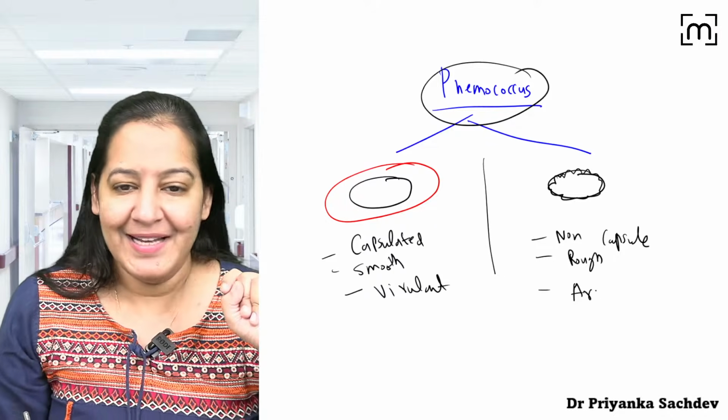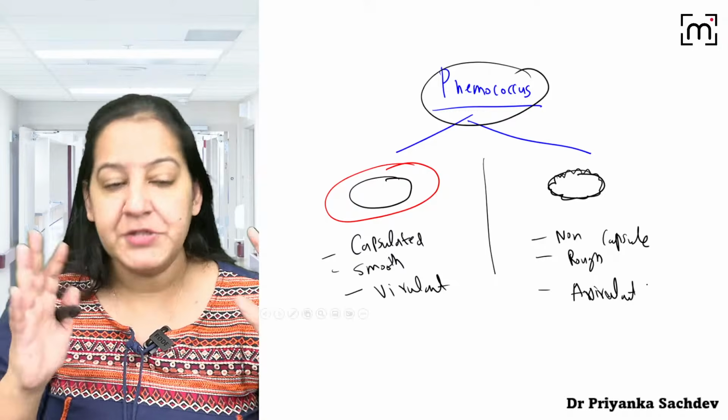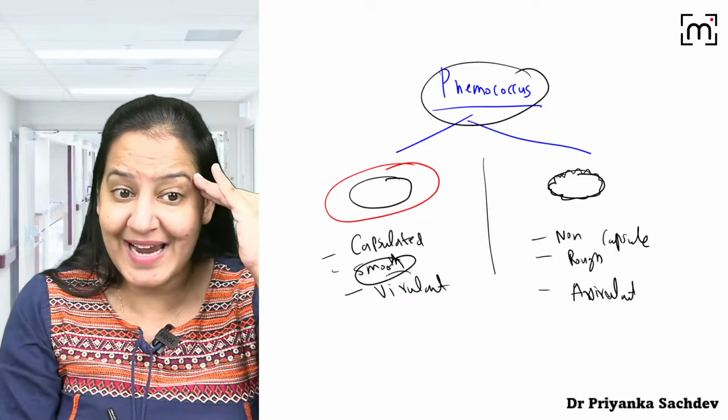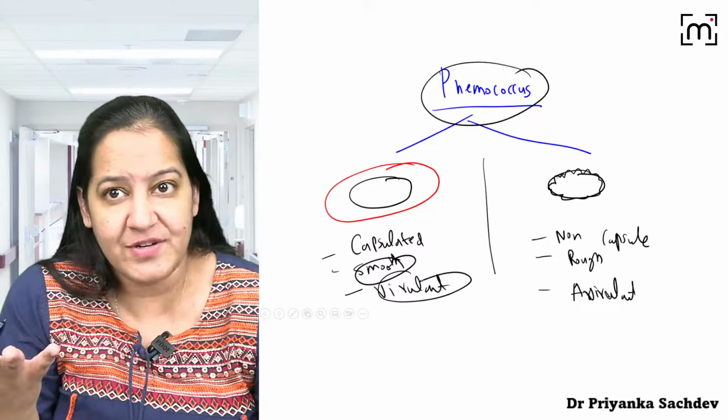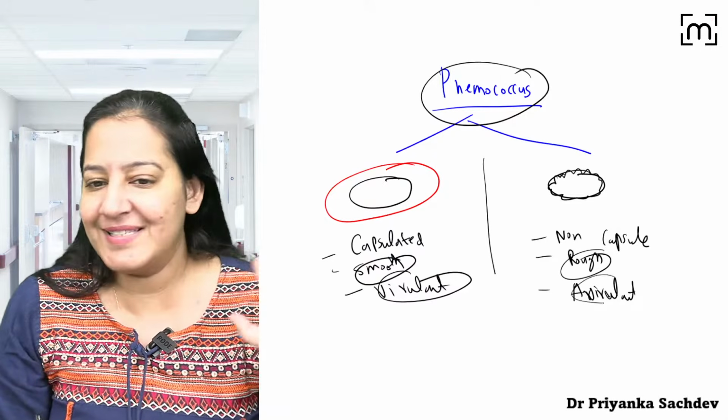You can see, these are non-virulent ones, and these are virulent. You got it? So if I say smooth one, you must understand it is the virulent one, harmful, dangerous. They can cause disease, they can cause death. But the rough forms are avirulent. They don't cause any disease.